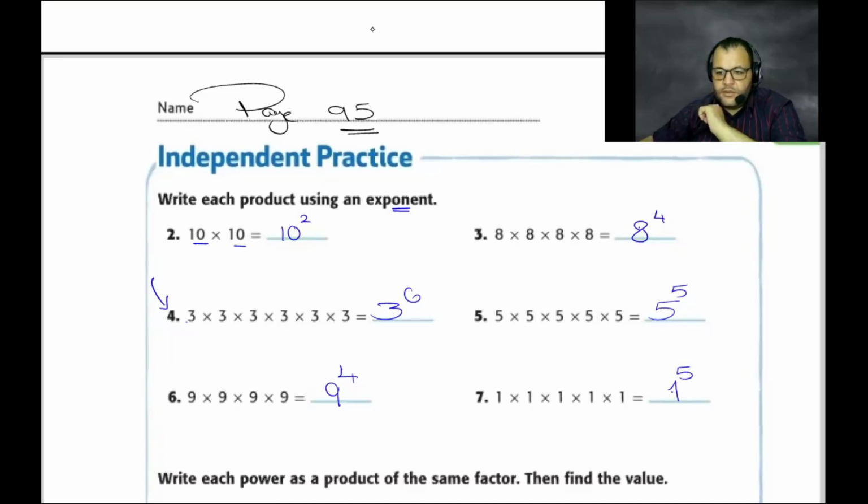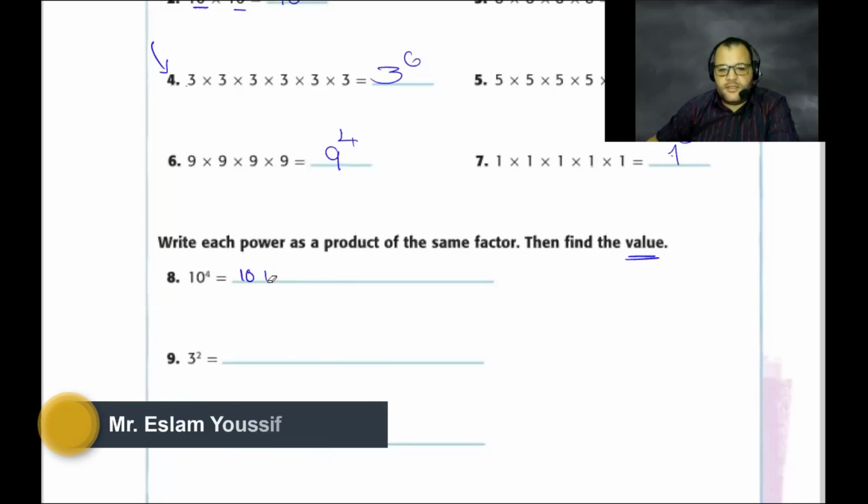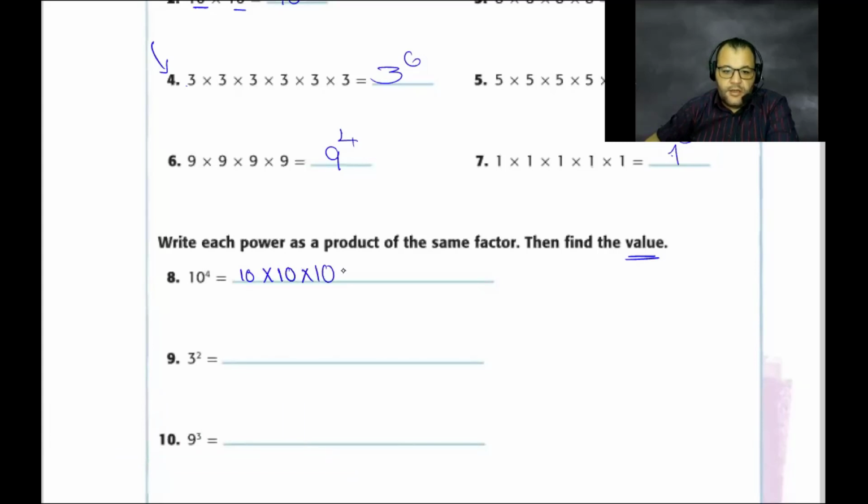Muhammad, Walid. Now I need you to write. For this one, I give you the number with the power, then we need to convert to the product. After that, I need to find the value, the answer. So 10 to the power 4: I will repeat 10 in multiplication 4 times. So 10 times 10 times 10 times 10. So what is the value? What is the answer for this one?